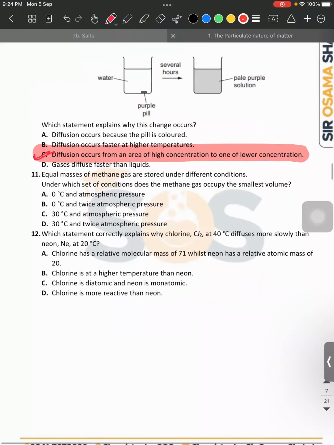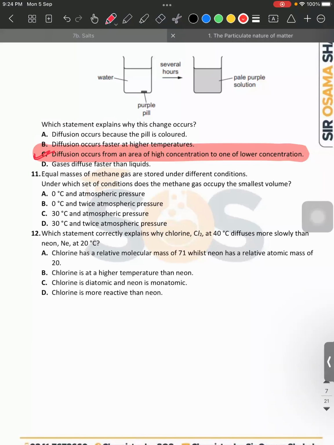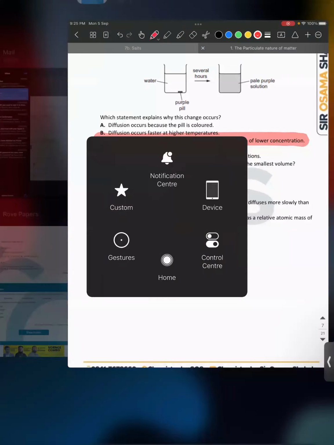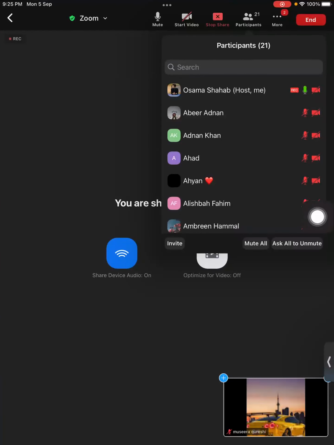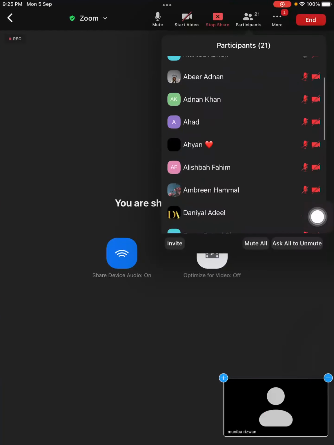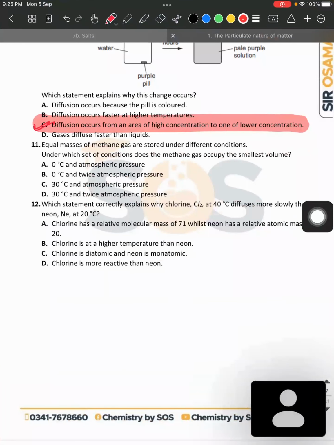Okay, 11th one, Hiba. Yes, Hiba. Are you there, bete? Okay, Maniba, can you solve this, bete? If Hiba is not here. Yes. Which one? 11, bete. You need to solve the 11th one. Okay.